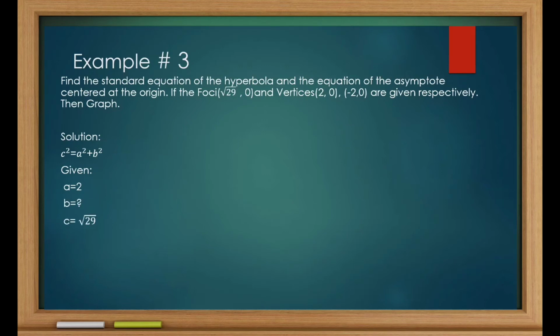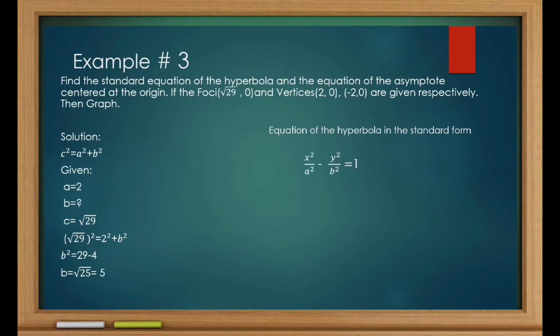Then look for our b using the formula, so we have square root of 29 squared equals 2 squared plus b squared. So we have b squared equals 29 minus 4. Therefore, b is 5.